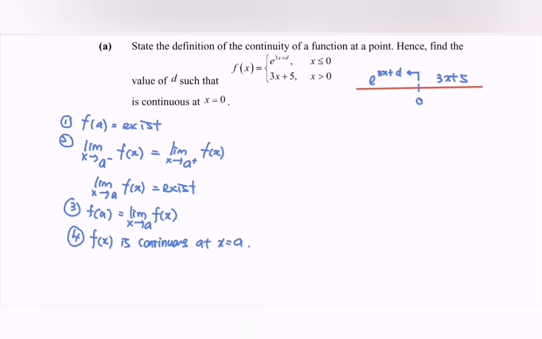When they say continuous, it means that the limit when x approaches 0 from the left, for the function e to the power 3x plus d, is the same as the limit when x approaches 0 from the right for the function 3x plus 5. Kindly substitute the value. So e to the power d equals 5. So here, d equals ln 5.